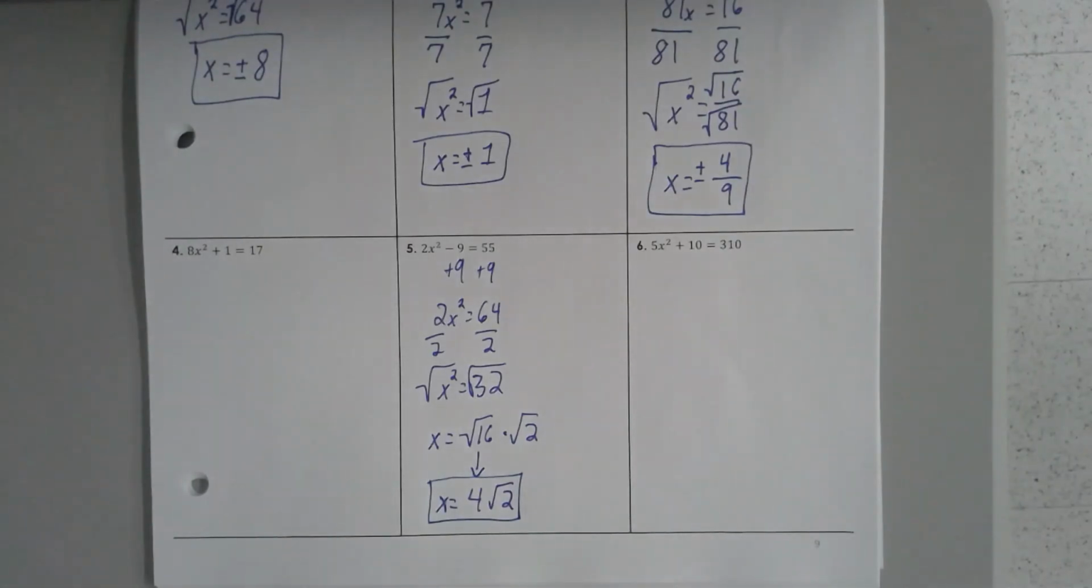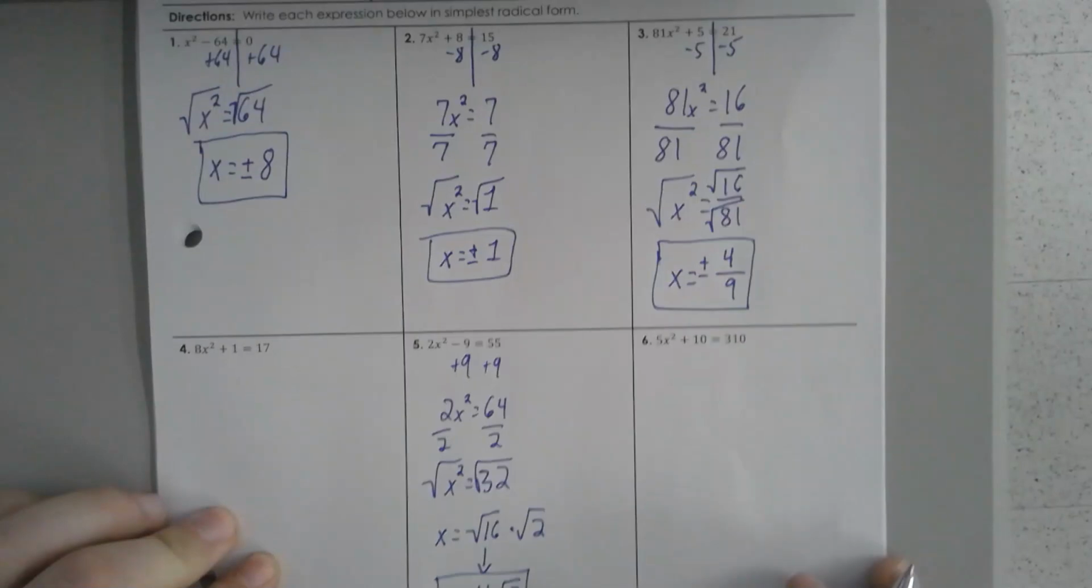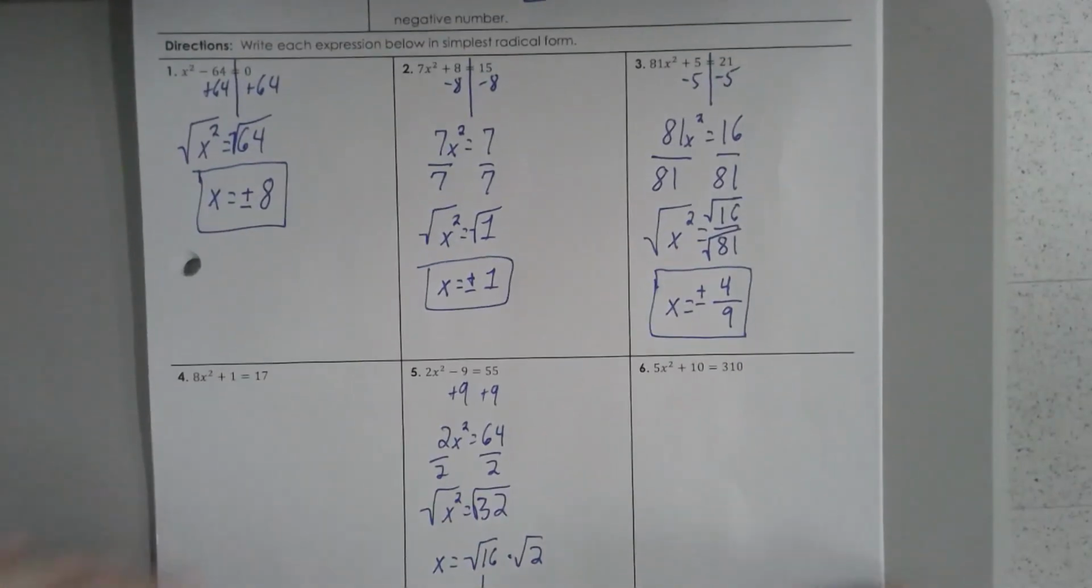All right, Lillianne, did you get number 4? No. Did you get number 6? No. Perfect. All right, Callie, did you get number 4? Yes, I think so. Okay, walk me through it.